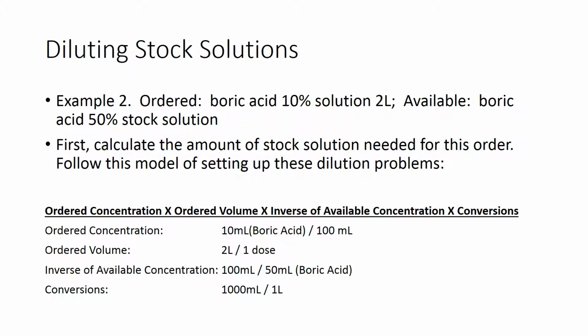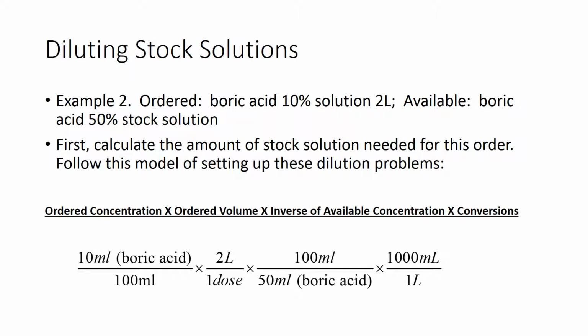So our ordered concentration from the doctor is 10 milliliters of boric acid for every 100 milliliters, a 10% solution. Our ordered volume is 2 liters for 1 dose. The inverse of our available concentration, since it was a 50% solution, is 100 milliliters divided by 50 milliliters of boric acid. And in this case, since we have some liters and some milliliters, we have to have a conversion factor. Here our conversion factor is 1,000 milliliters for every liter.